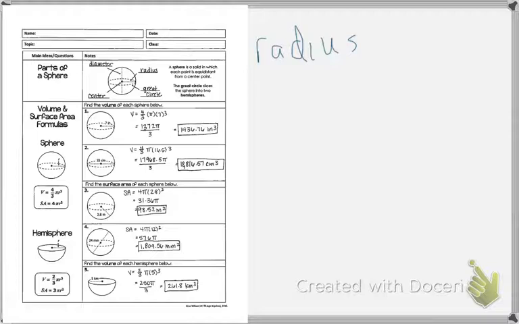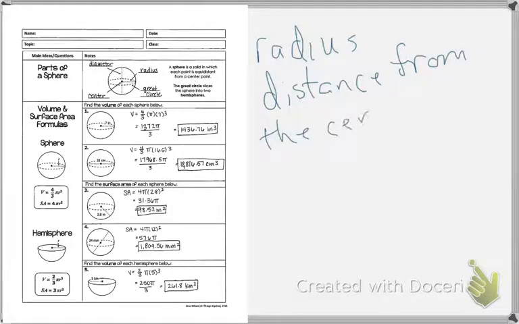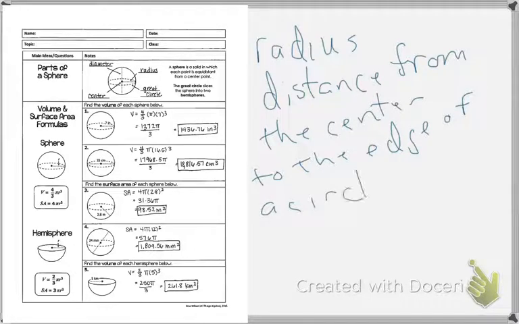So radius is the distance from the center to the edge of a circle. So any distance from the center of the circle straight to the wall, to any of the walls, that is your radius.